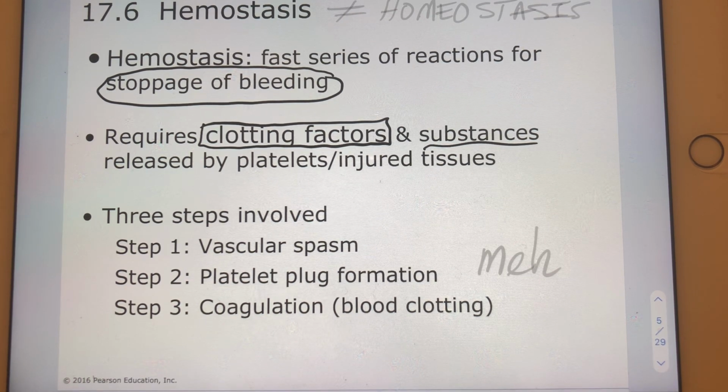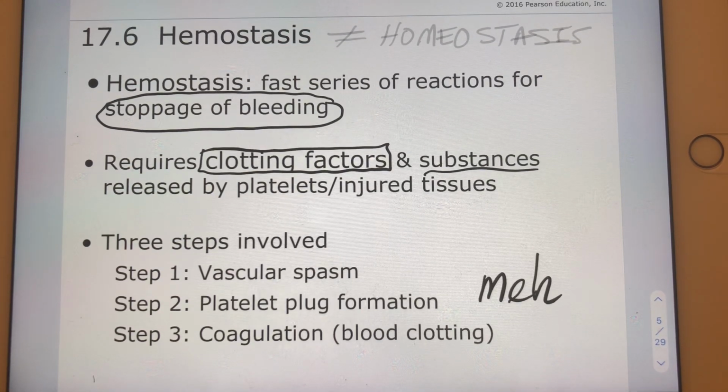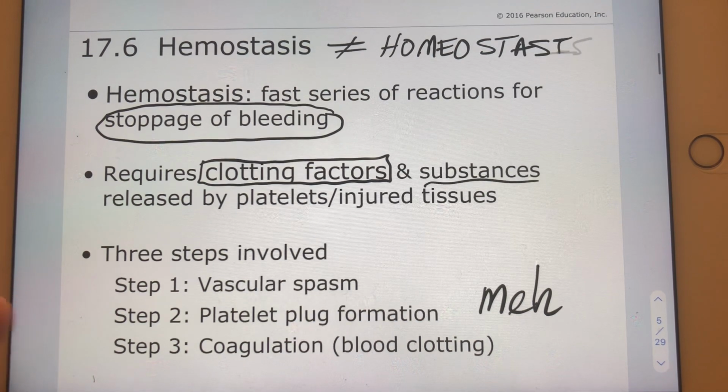However, I think that this idea of three major steps involved is a little weak. I would argue there are 5 major steps involved, and those are just major. So I don't know that memorizing a number of steps is really going to benefit you. I think it could actually hurt you. But the first thing that always happens in hemostasis, also be careful, this is not the same as the word homeostasis, although it certainly is an effort to regain homeostasis.